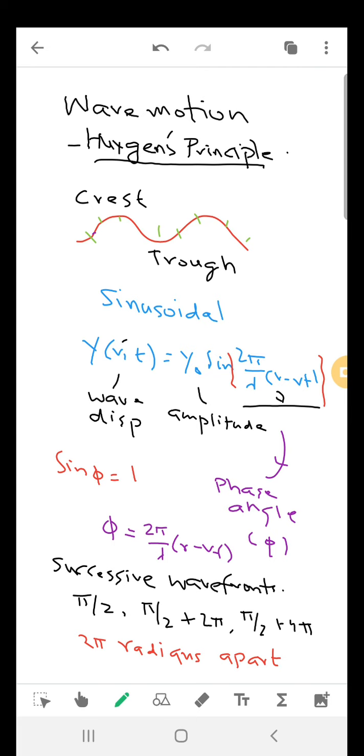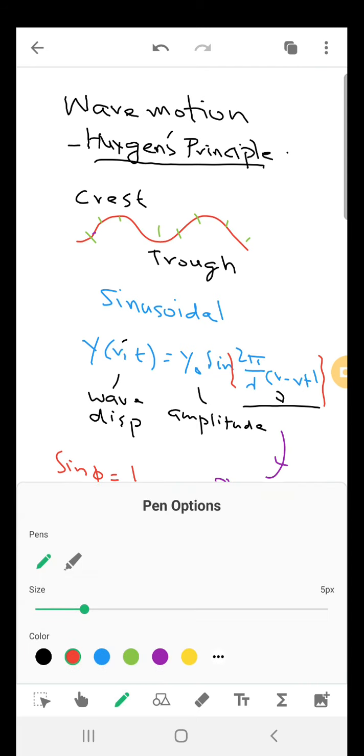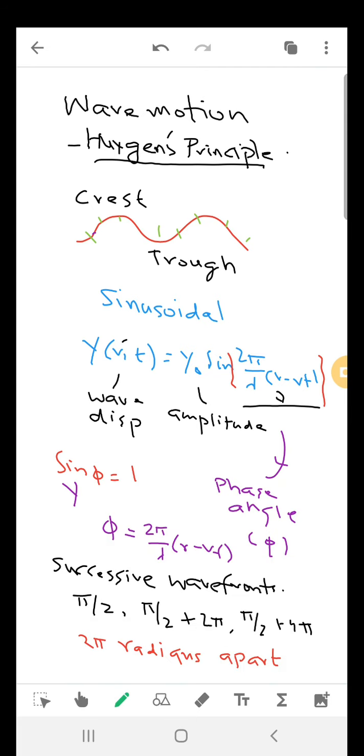And when this is equal to 1, then y0 is automatically the maximum possible displacement. Such wavefronts are crests, so this is the maximum possible displacement. That means we are talking about this position, so we can call it a crest, as we have previously mentioned.